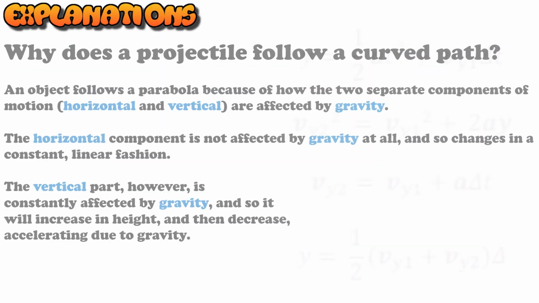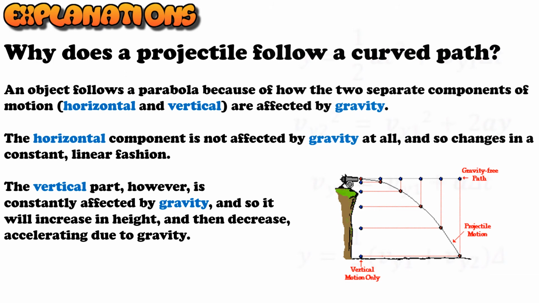Now some explanations. Why does a projectile follow a curved path? An object follows a parabola because of how the two separate components of motion, horizontal and vertical, are affected by gravity. The horizontal component is not affected by gravity at all, and so it changes in a constant and linear fashion. However, the vertical part is affected by gravity, and so it will increase in height, then decrease, accelerating due to gravity. This is why it goes up, hangs for a moment, and then comes down in a parabolic arc.